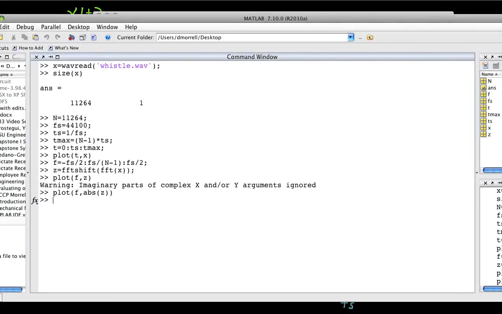Now, one last comment. If you would like to be adventurous, try computing z without the fftshift and see what you get. It turns out that's a consequence of the fact that the DFT assumes that signals are periodic. So hopefully that's a topic for another video.